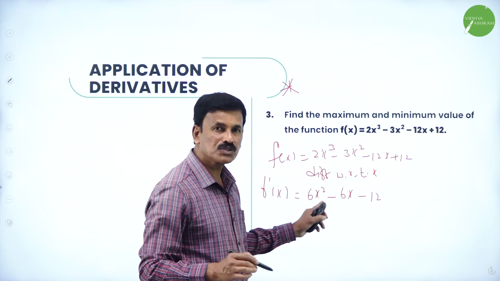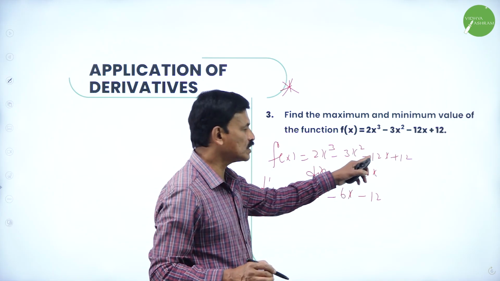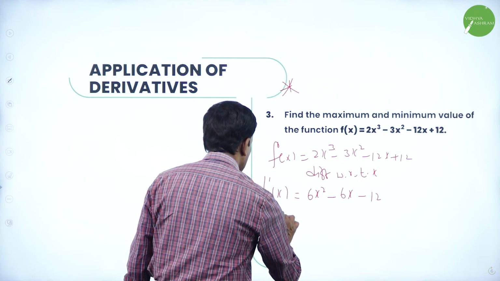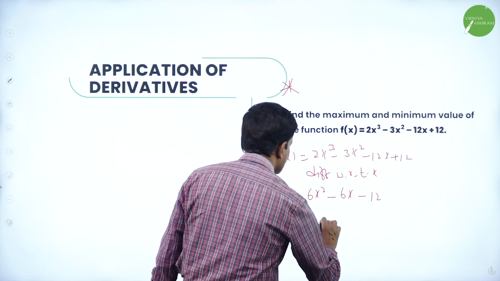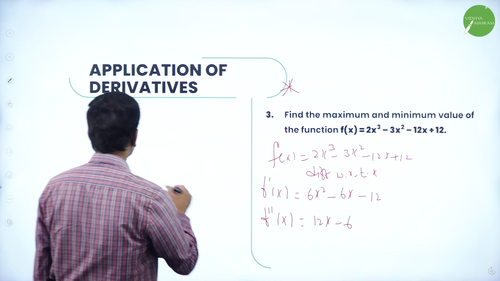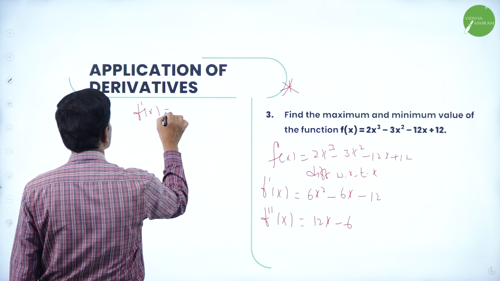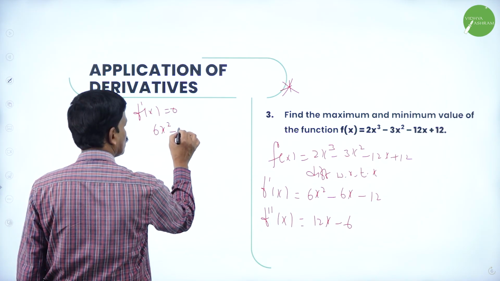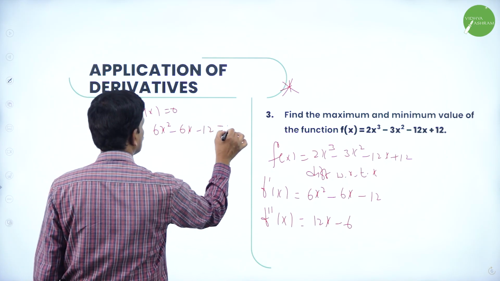Because the derivative of x cube is 3x square, the differentiation of x square is 2x and the differentiation of x is 1. Again differentiate this. Then what we will get? f double dash x is equal to 12x minus 6. Now for the function to be maxima or minima, f dash of x is equal to 0. So f dash x is equal to 0 means 6x square minus 6x minus 12 is equal to 0.